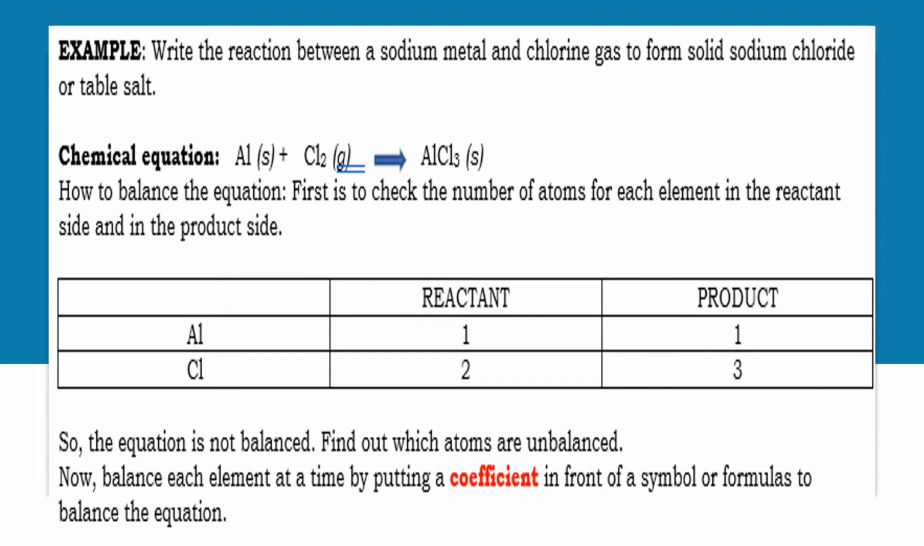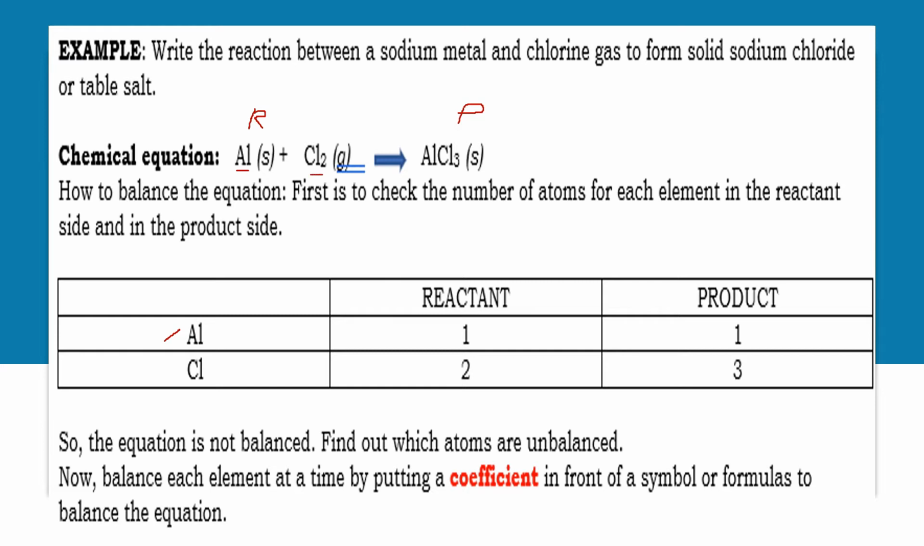So you have to check. So your reactant is aluminum, and then the same goes with your product. So check the number of atoms present for aluminum in the reactant side. So this is your reactant side, and this is your product side. Now check on the number of elements present for the reactant side. So you have aluminum and chlorine.